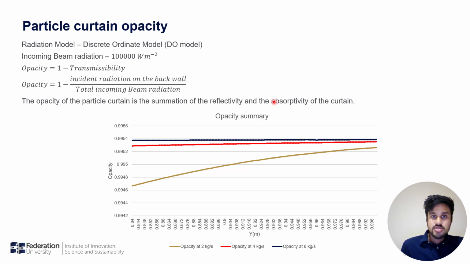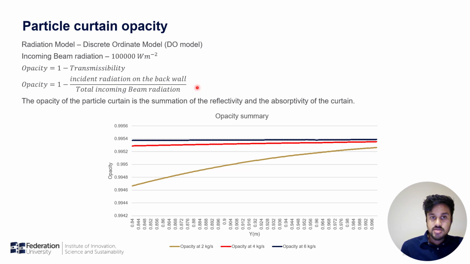Finally, I used the discrete ordinate radiation model in ANSYS Fluent to determine the radiation absorption by the curtain at each mass flow rate. I use this opacity equation to calculate the opacity of the curtain along the receiver height, which is 1 minus transmissibility, and we can evaluate the transmissibility in this equation. And I use this incoming beam radiation for my simulation as well.